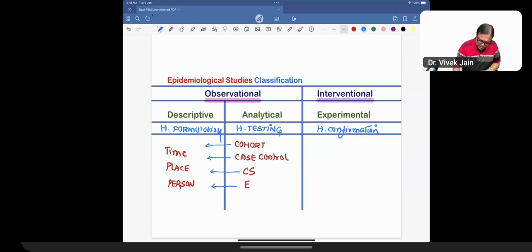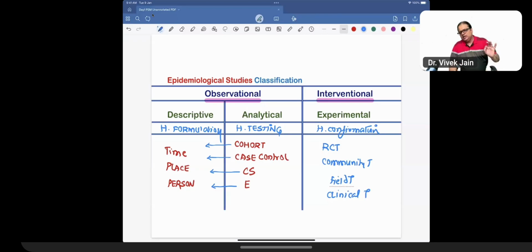Experimental studies will include your trials: RCT, randomized controlled trial, community trial, field trial, and clinical trial. So a trial is when you are trying to give some intervention or experiment that will confirm your hypothesis. It's so logical. First, you make a hypothesis. Then you test it by using any one of these 4 study designs. And once you have tested, you find some answer. Before you tell the population, you have to confirm it by a trial, right?